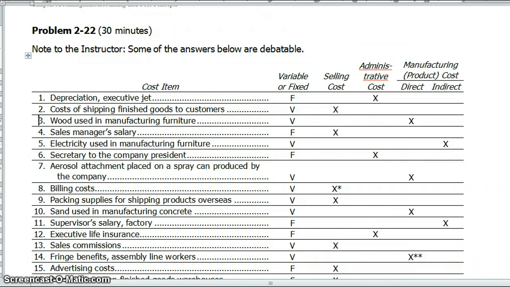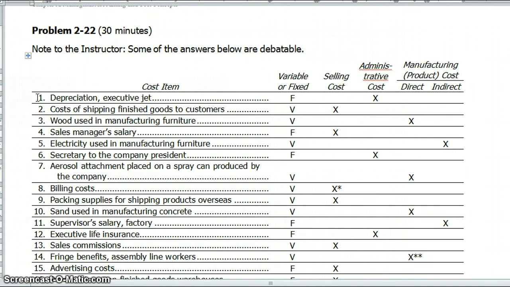The second homework problem that we had to do for this week's class deals with cost classification, and there were various costs given to us that might exist in a whole bunch of different organizations. With these costs, we had to classify them as variable or fixed, and then either as a manufacturing cost, direct or indirect, or selling or administrative.